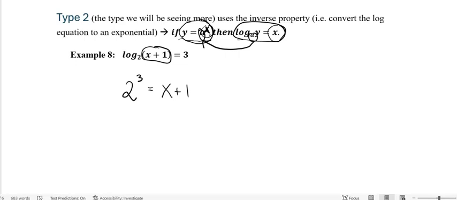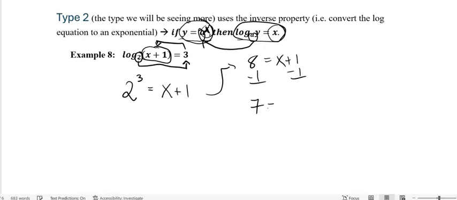So let that sink in. That's the key step for these. You can just undo the logarithm or write it in exponential form. Sometimes I do this. 2 to the third equals what you're taking the log of. And now the log's gone. So 2 to the third is 8. Once I get there, it's easy. I usually have either a linear or a quadratic to solve. And I'm good.